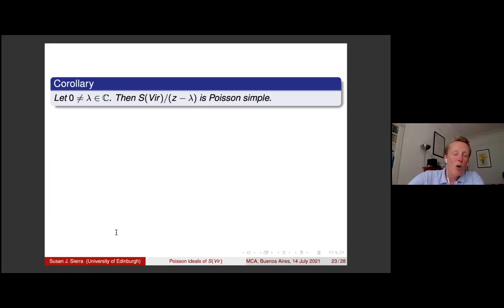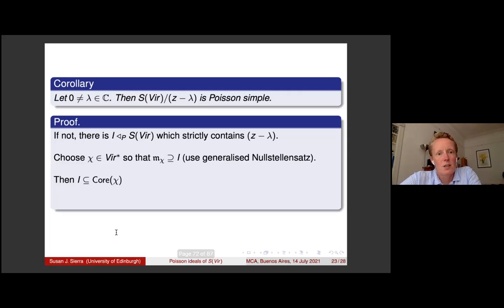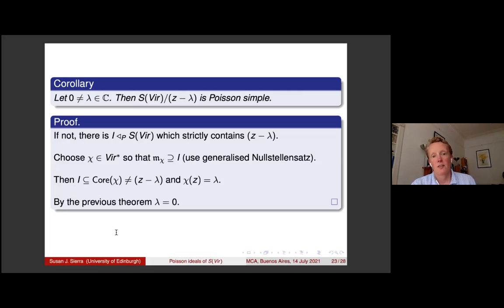As an immediate corollary, we get that the Z minus lambda, where lambda is non-zero, are maximal Poisson ideals of the symmetric algebra. Why? Well, suppose not, then there's another ideal. Therefore, this function has a non-trivial Poisson core, and that forces the scalar lambda to be 0. I'm going through this quickly because I know I'm running short on time.